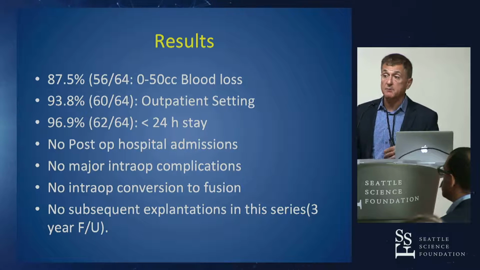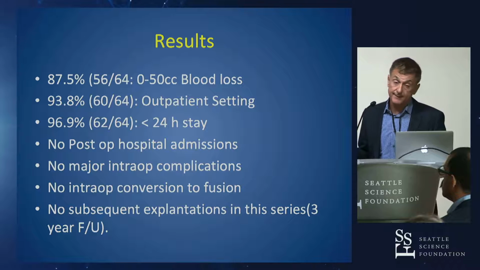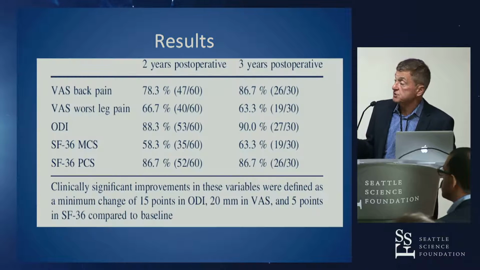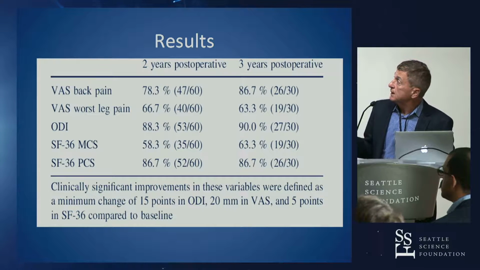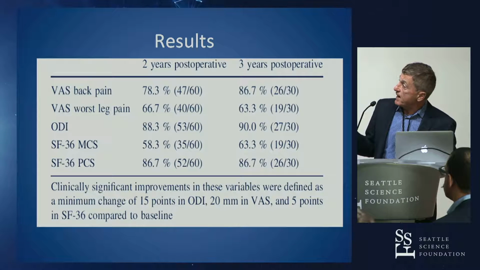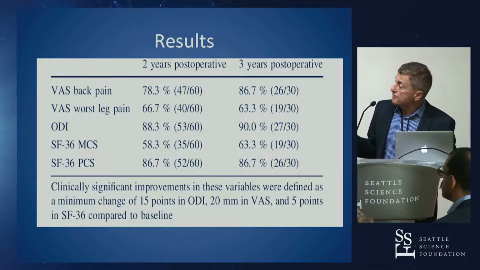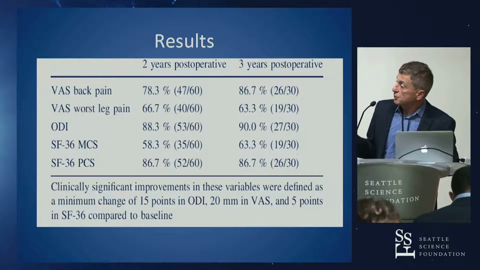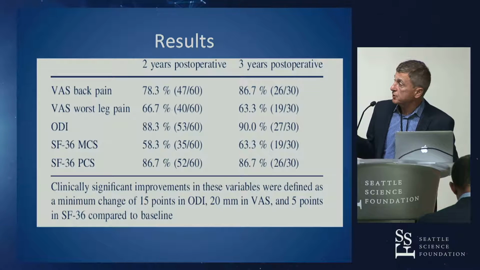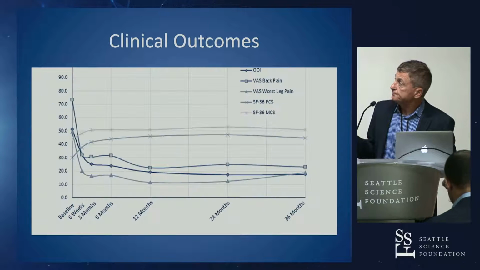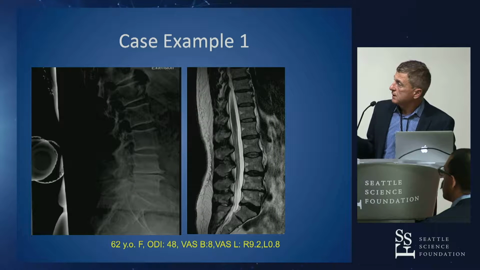After the 3 years, I removed 2 because of pain. Converted to a fusion. Sometimes you don't know why, but it just happens. So these are the VAS at 2 years and 3 years, significant improvement by 3 years post-op. We use 15 points for ODI and 20 for VAS. So the vast majority of patients did pretty good. And these are the clinical outcomes: ODI, VAS back, leg, mental and physical component, SF36.